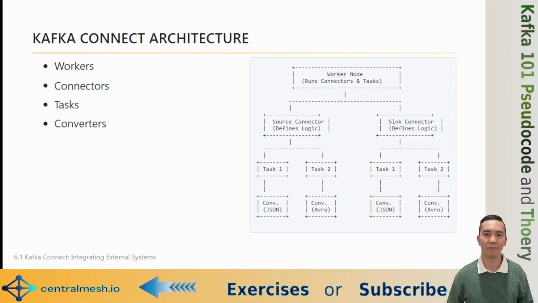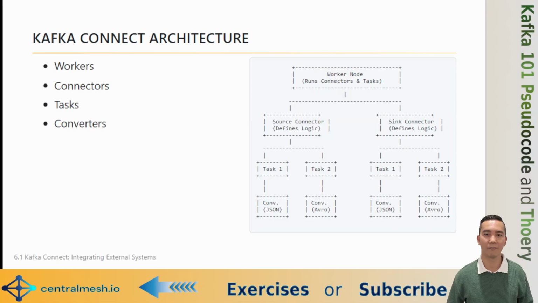Tasks are the units of work assigned by the connectors. If a source connector needs to read a large database table, it can spin up multiple tasks to read different partitions in parallel, improving performance. The more tasks you have, the better Kafka Connect can distribute the workload across multiple workers.